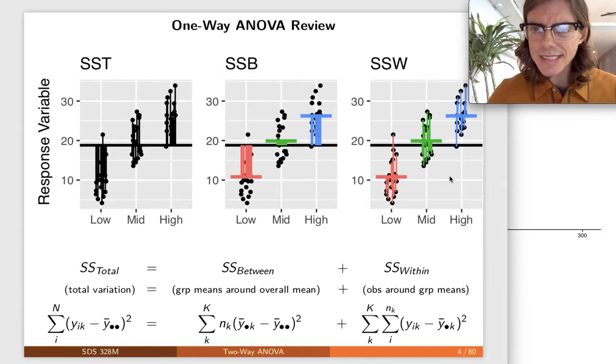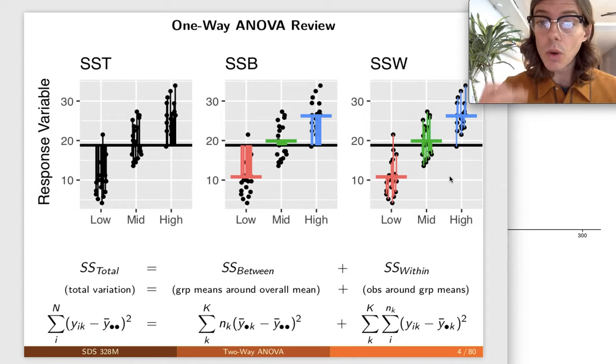Cool, so that's the noise. That's the stuff we can't account for just by knowing the group means. If you know what group a guinea pig's in, that allows you to make better predictions than if you didn't, right? If you didn't know what group a guinea pig was in, your best guess would be the overall mean. You'd have nothing else to go off of, right?